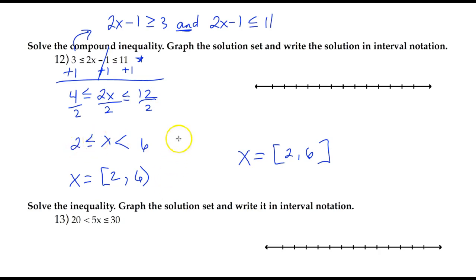Sorry, let me say that again. I want this x value to be every number in between 2 and 6. And we're including 2, but excluding 6. Say it one more time.